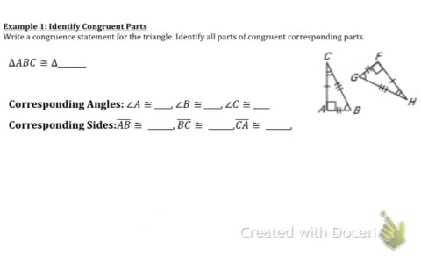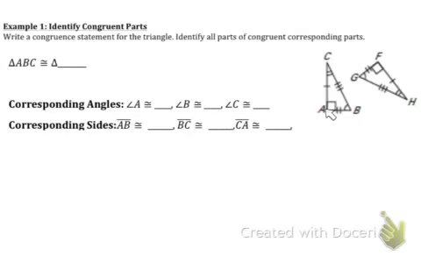Okay, example 1, identify congruent parts. Write a congruent statement for the triangle. Identify all parts of congruent corresponding parts. So, what is a congruent statement? A congruent statement is what we are going to look at up here, this part right here. So, we want to look at our triangle.